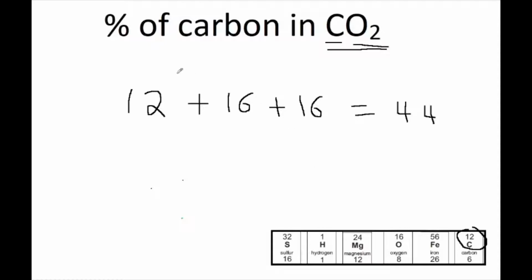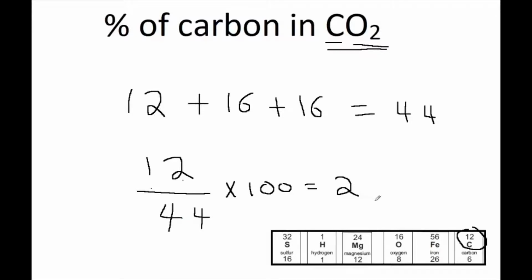Now out of that 44, carbon accounts for 12. So there's only 1 carbon. So we're doing 12 over 44 and then timesing that by 100 to get our percentage. And we should get an answer, if I round it to 3 significant figures, of 27.3. Now the calculator gave me 27.27 recurring, so that's the reason why I've just rounded it off to 3 significant figures, or 1 decimal place.